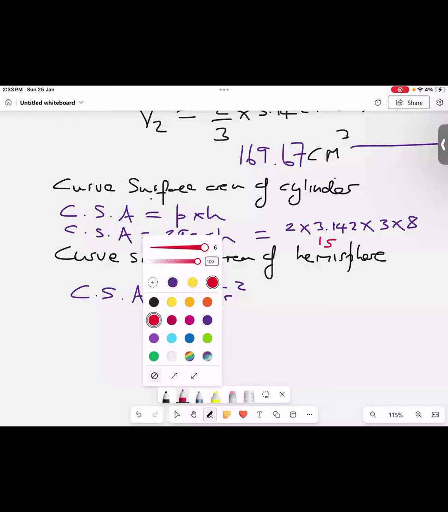All right. Now we're going to do this one. That's going to be 2 times 3.142 times 3 squared this time. So it's just a slight difference, not much. This time we're going to times it by 9 as opposed to times it by 8. So it's going to be a little bit bigger than 150. Just a little bigger.